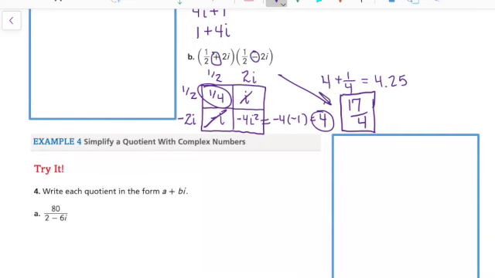If you notice here, when I had two different signs, it gave me a real number, right? So if I multiply this by something with the opposite sign, it's going to give me a real number. But if I do something to the bottom of an expression, I must also do the same thing to the top to keep it equal.